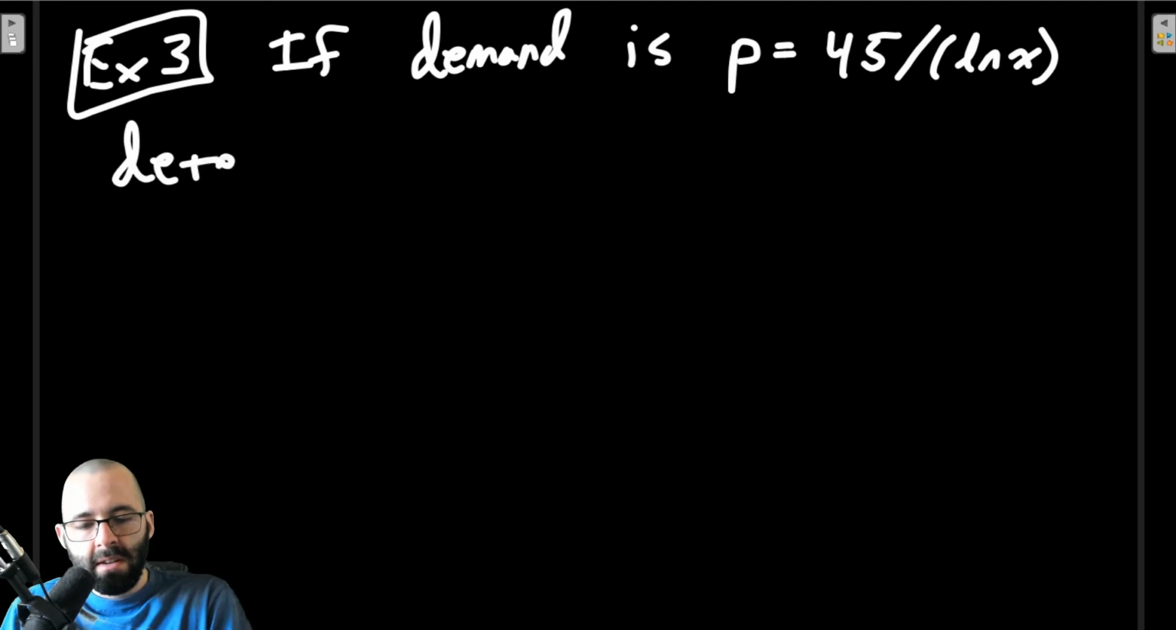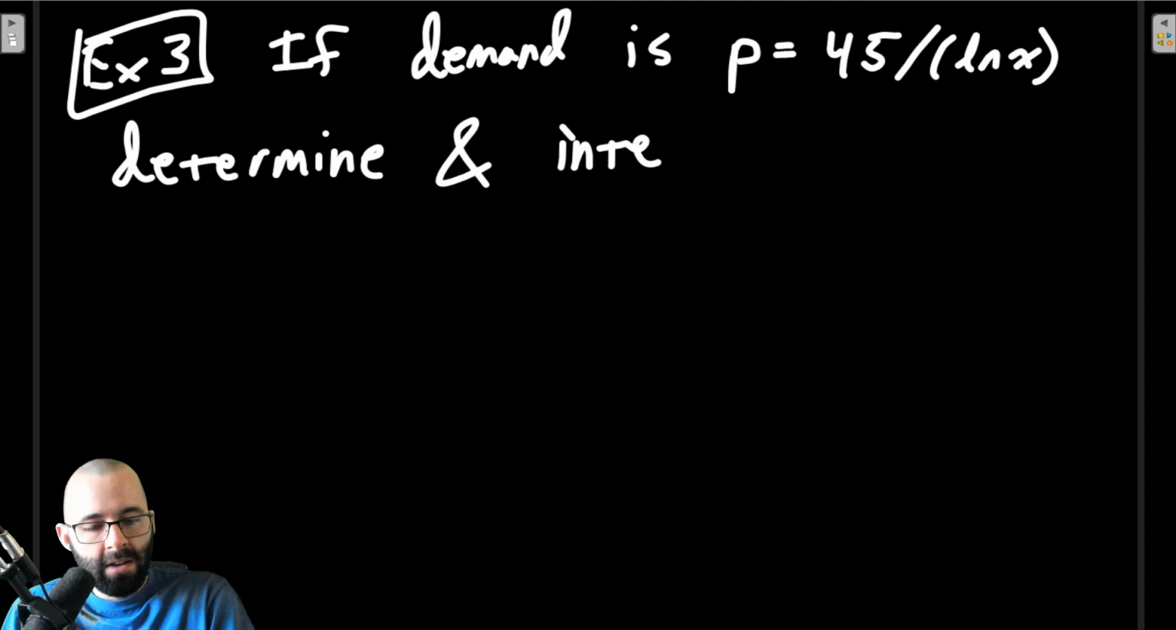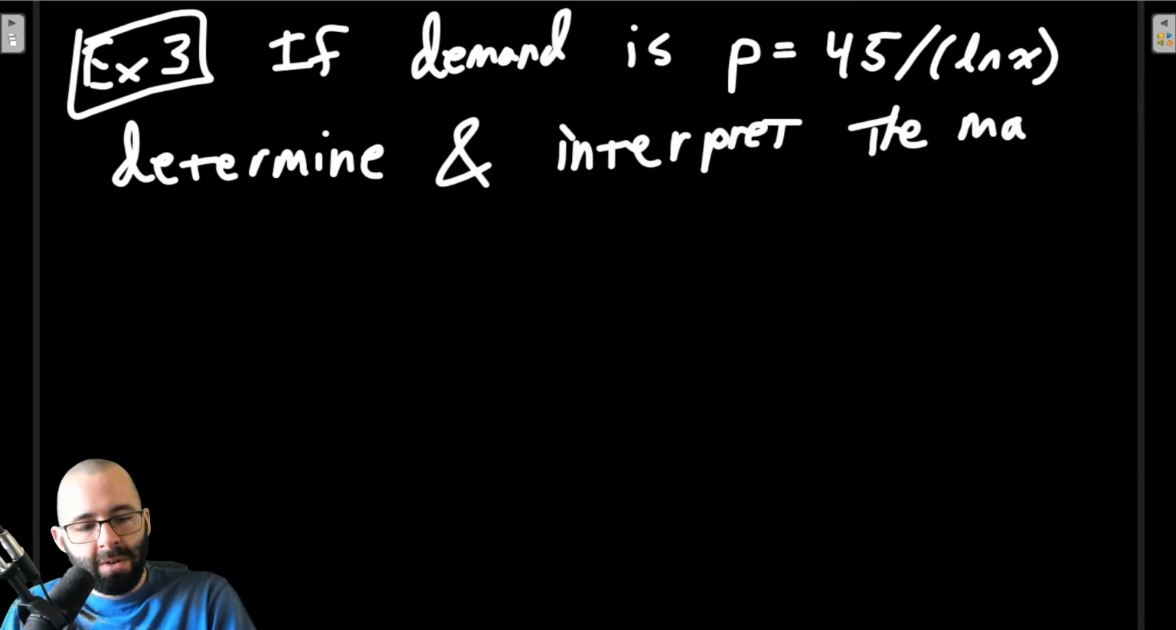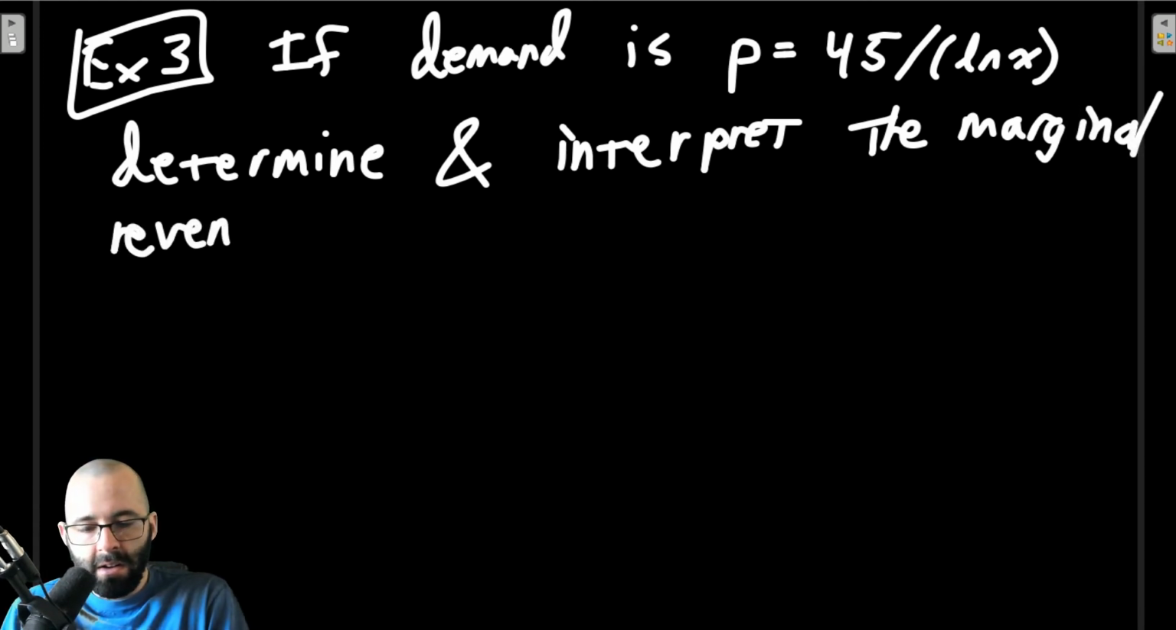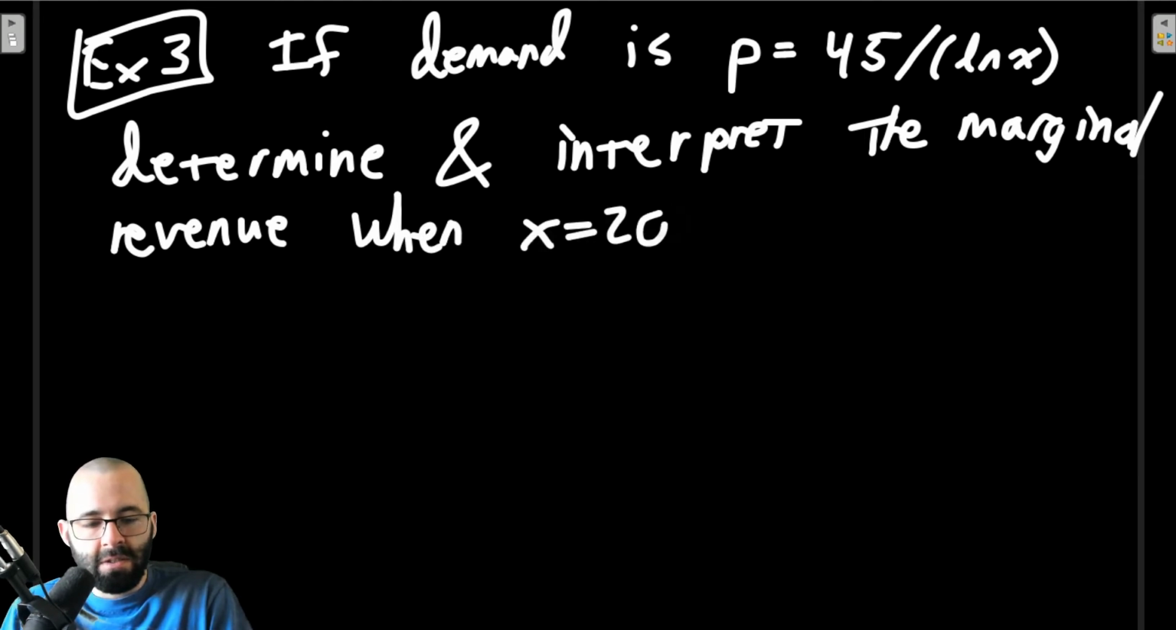Determine and interpret the marginal revenue when x equals 20. This is really combining a lot of different sections now. Okay. Couple things to think about.